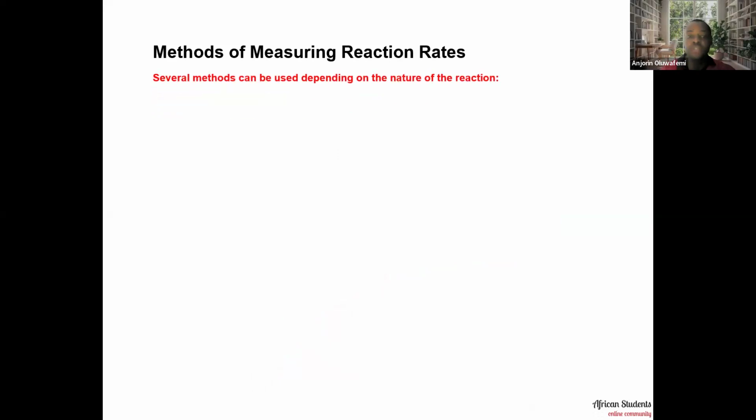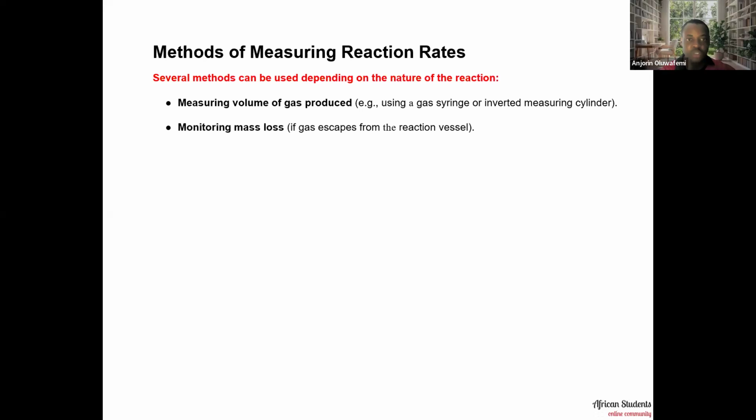Okay. So what are the methods of measuring reaction rates? Several methods can be used depending on the nature of the reaction. We can measure the volume of gas produced, e.g., using a gas syringe or inverted measuring cylinder. So this is one method of measuring reaction rates. We can equally make use of monitoring mass loss if gas escapes from the reaction vessel, so we can monitor mass that is lost.